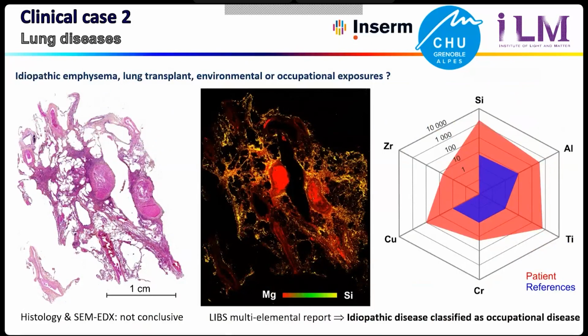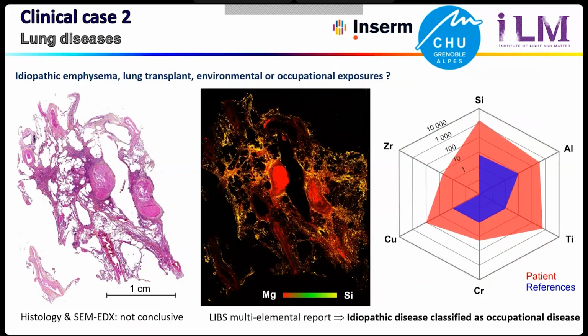The second case is more complex, but I also like this case very much, for a reason. That's the first time that LIBS is used by the assurance maladie, the health insurance. Not bad. So I'll explain the story.